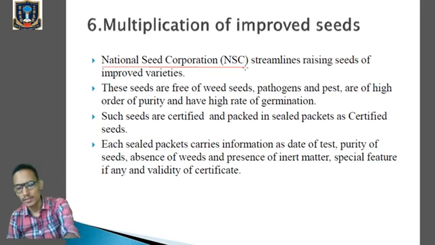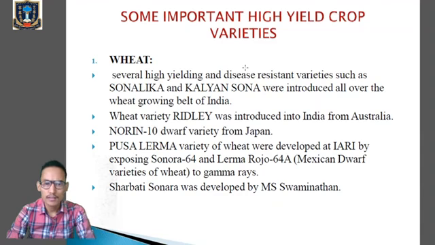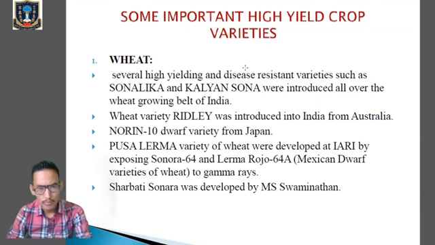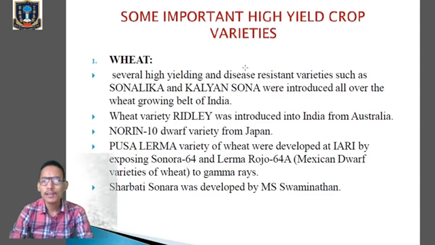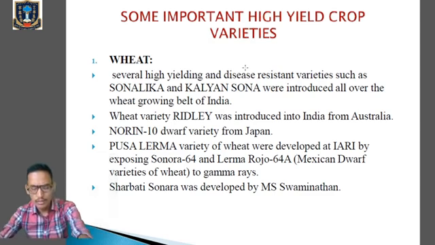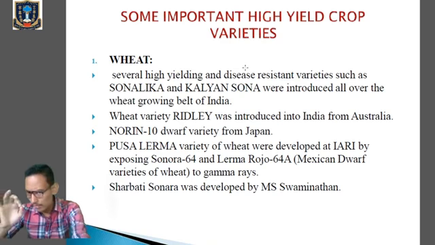Now we'll see some important high yield crop varieties. First we'll go through the wheat. Over here you have to remember the names of the wheat. Several high yielding wheats and disease resistant wheats have been produced. Clear? So here we'll just go with the names of the wheat. You have to remember those names.